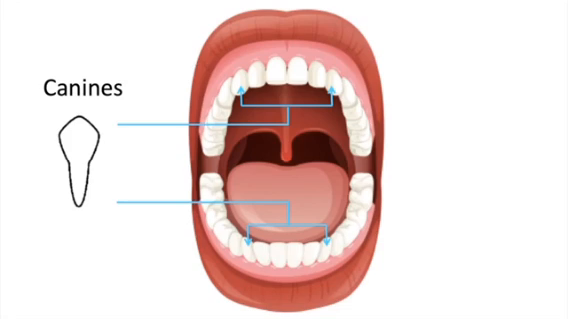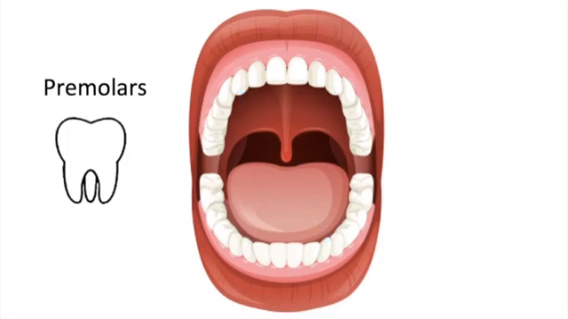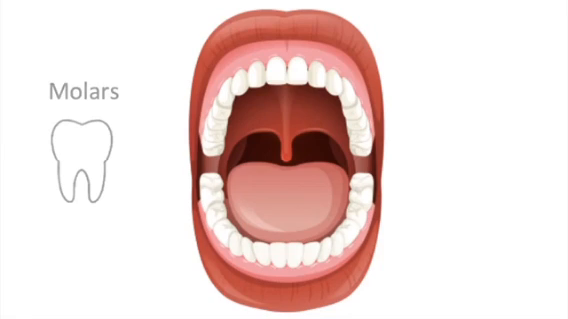Next to the canines on each side are the premolars. We have 8 premolars, 4 on the top, 4 on the bottom. These are broad teeth used to crush and tear food. Next to the premolars are molars. We have 12 in total, 6 on the top and 6 on the bottom jaw. These are broader than premolars and are used to crush and grind food.